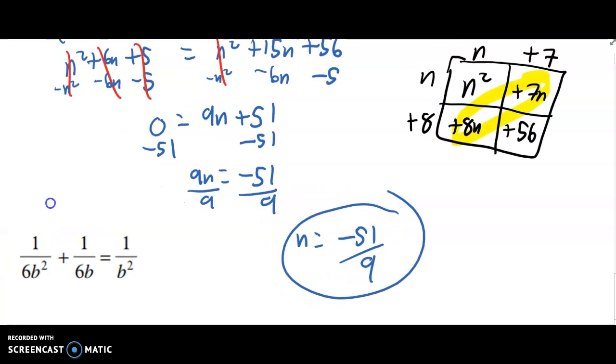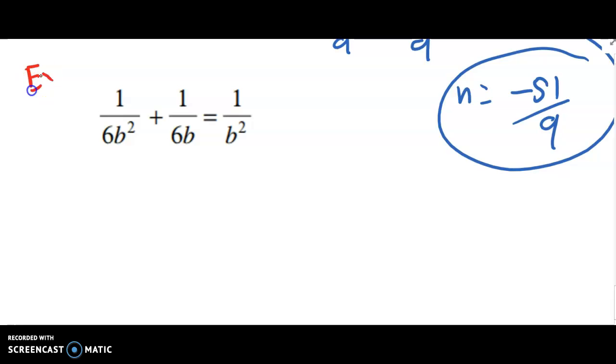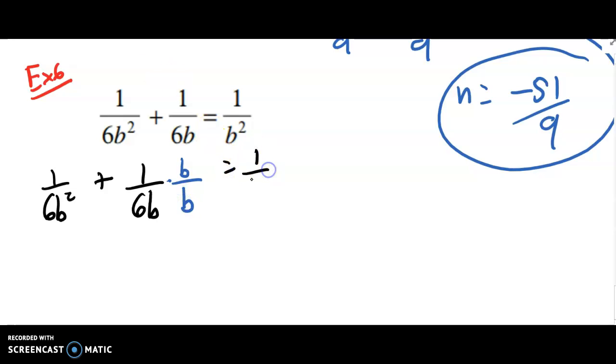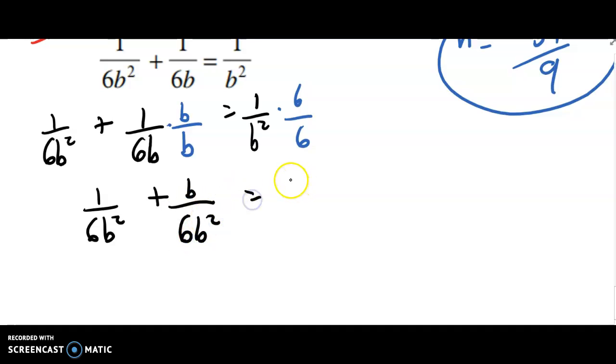Okay, we got one last example here. All right, our goal stays the same. We need to get the denominators to be the same. So I've got 1 over 6b squared. So this guy needs another b value to become 6b squared. And then the 1 over b squared needs a 6 to start matching. So I've got 1 over 6b squared plus b over 6b squared equals 6 over 6b squared.